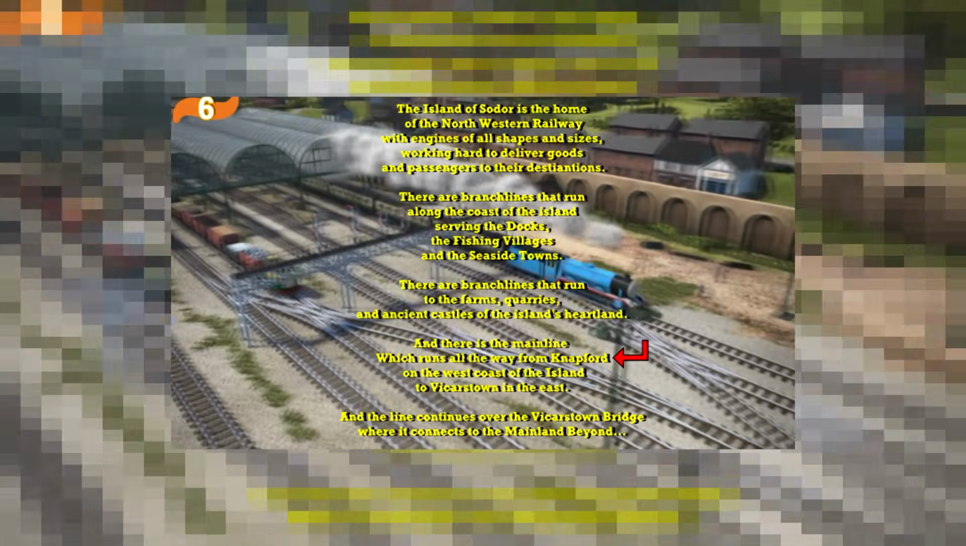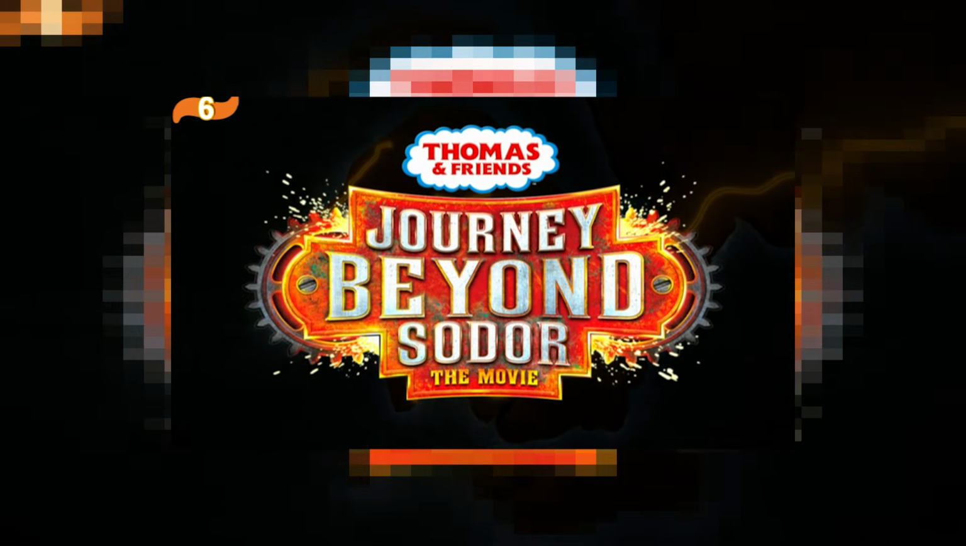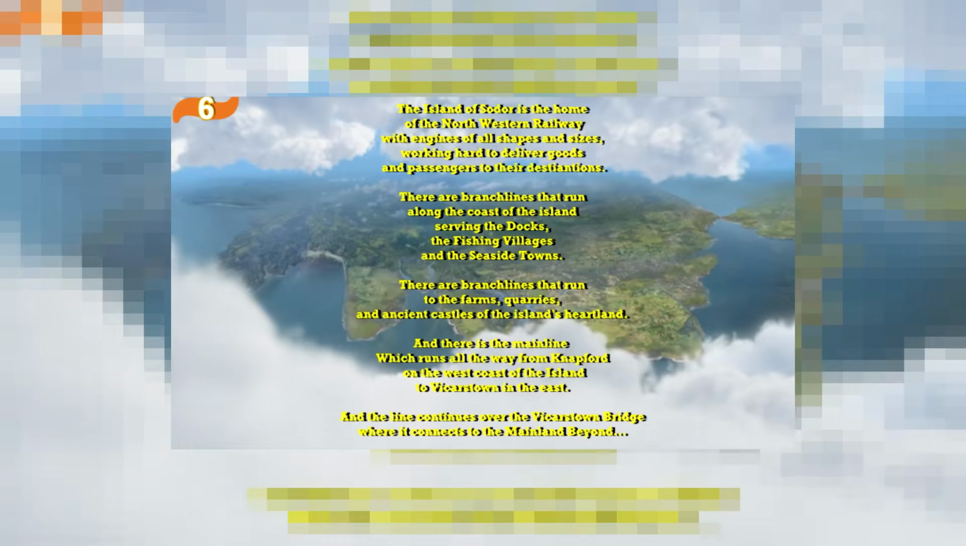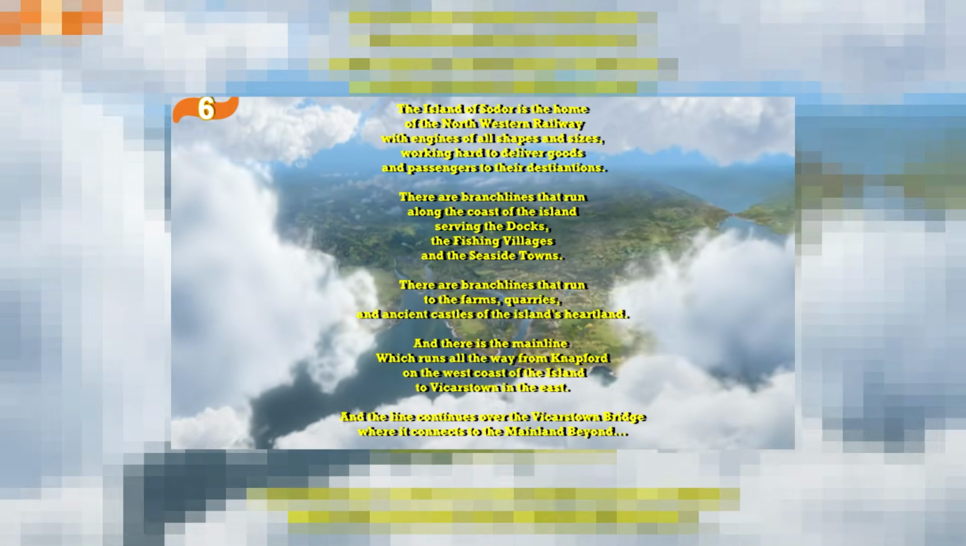The parallels of Knapford being on the west and Vickerstown being on the east. The mentioning of the mainland beyond, which references the title of the movie. And it also plays into Thomas's adventure across the Vickerstown Bridge, and Thomas's journey to the mainland beyond. This is a really well constructed intro, and as I said, it genuinely feels like an English poem.